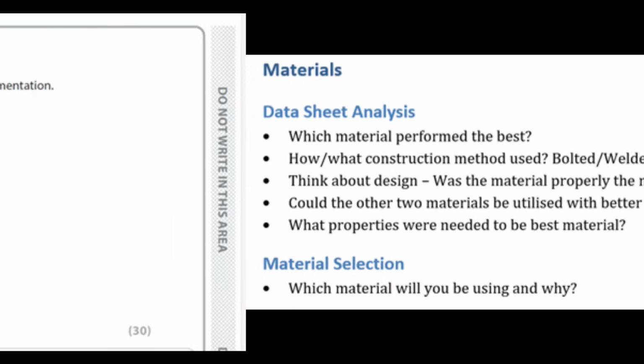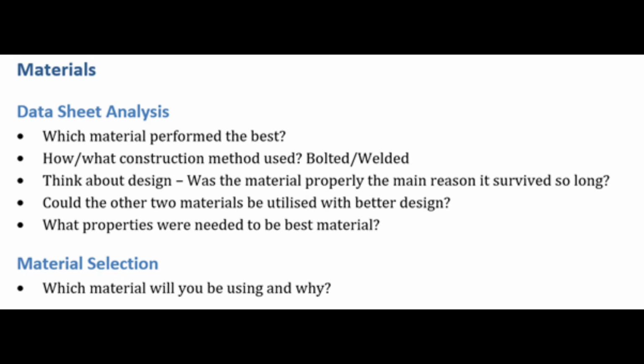Back to our bullet point list, we're going to move on to materials quite quickly here. So another image for you to take a look at. For the materials, I discussed with the students from the data sheets that they went through, which material performed the best. Now you've had that in activity 2, so you can clearly say that that's what performed the best. Now it did have a construction method. Which was it? Was it bolted or welded? Okay, think about the design. Was the material property the main reason it survived so long?